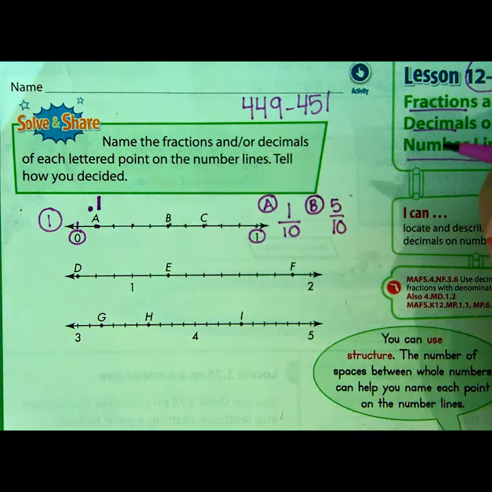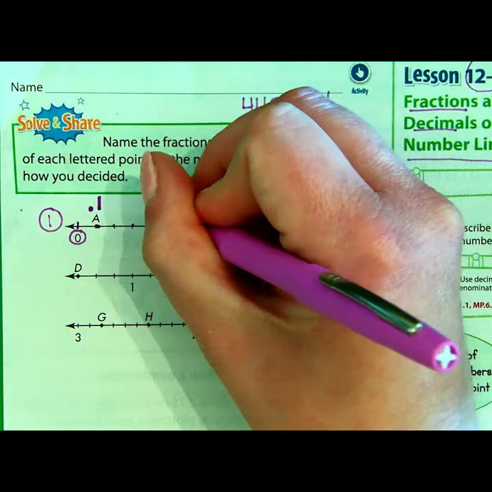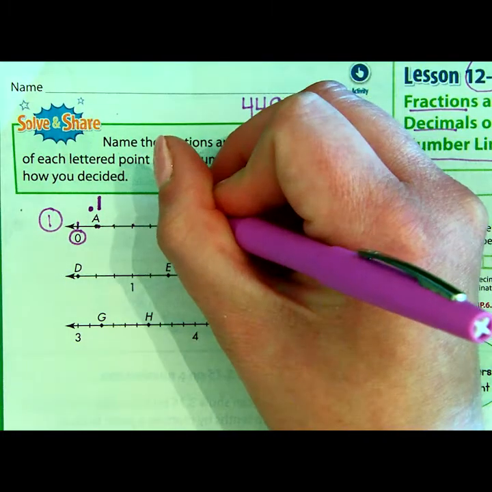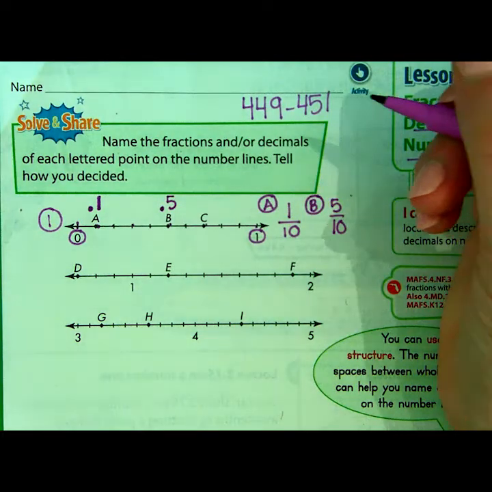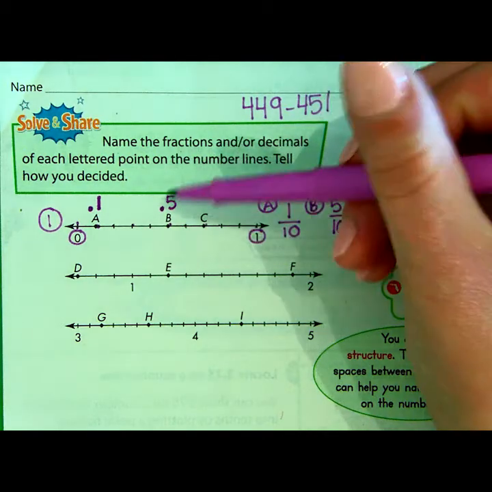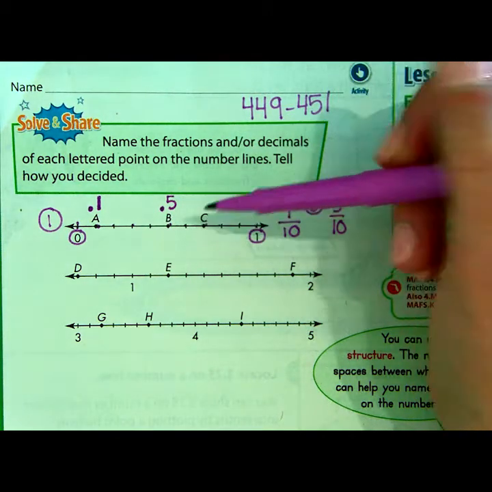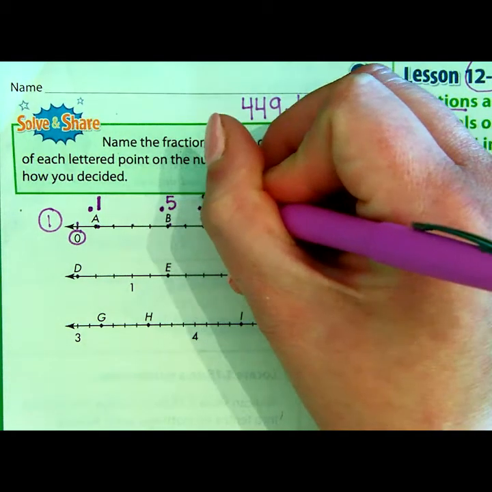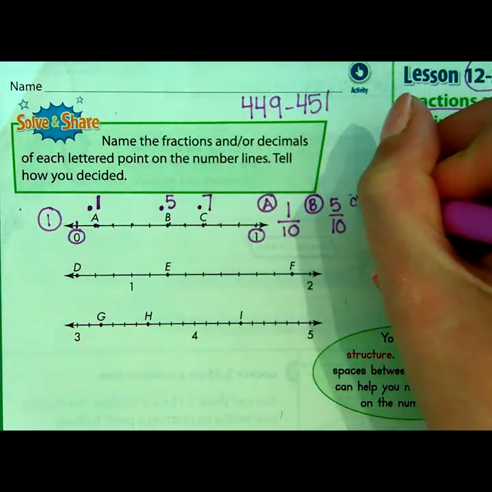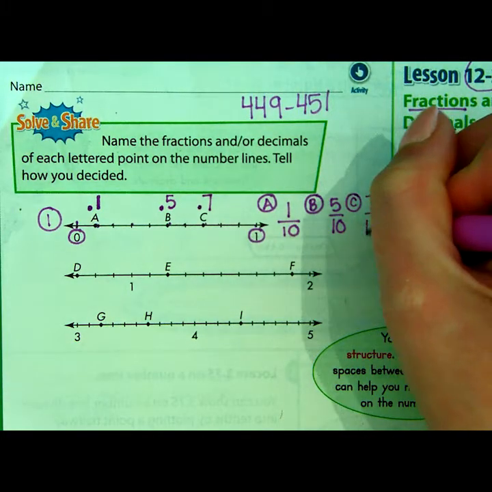And I know that writing that as a decimal would be equivalent to the decimal point and then the number 5 to represent 5/10. If that's 5, this would be 6/10, 7/10. So writing it as a decimal, and then as a fraction, it would be 7/10.